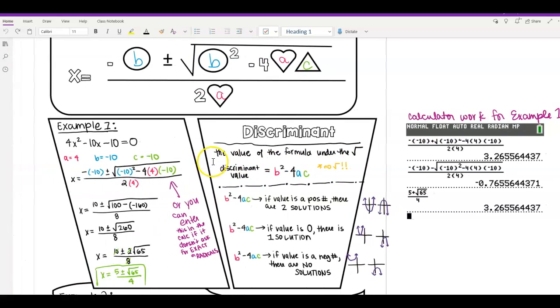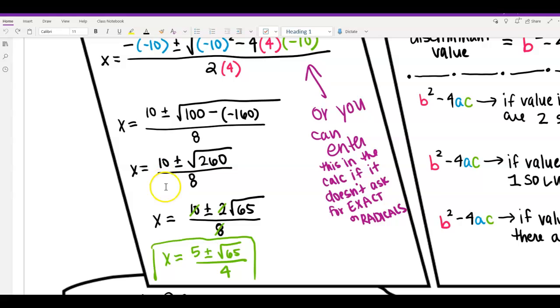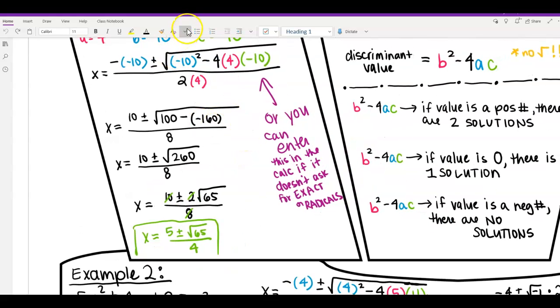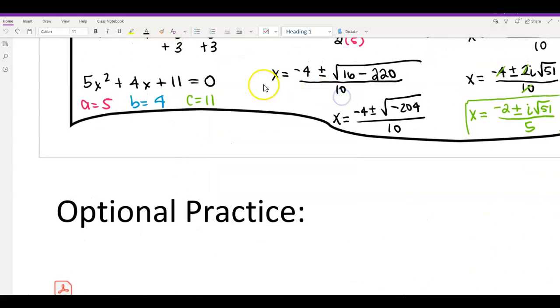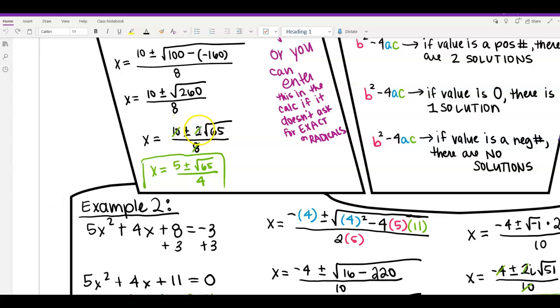So let's go back over here and take a look real quick at it simplified. So if I was simplifying it, I could go through and simplify negative 10 squared and 4 times 4 times negative 10. Then I get 100 minus negative 160. That's 260. I did my pairs, my prime factorization, remember? So that ended up giving me 2 radical 65 underneath the radical. And then I have 10, 2, and 8. All of those are reducible by 2. So I'm going to reduce 10, 2, and 8 to 5, 1, and 4.